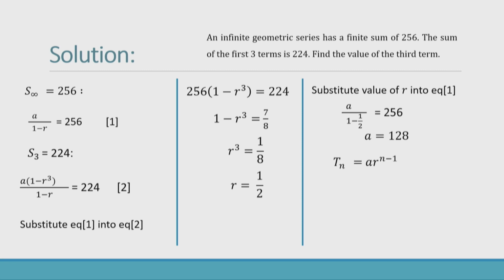So I will use the formula for Tn. T3 will be equal to a r squared. I replace a by 128 and r by half. So T3 will be equal to 32.